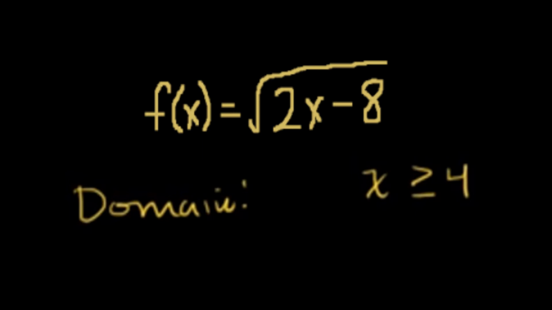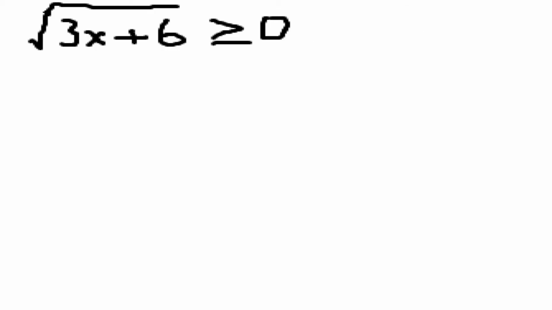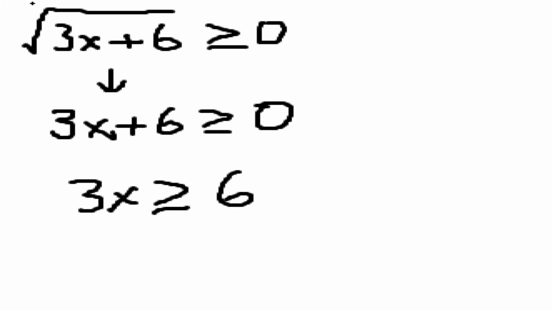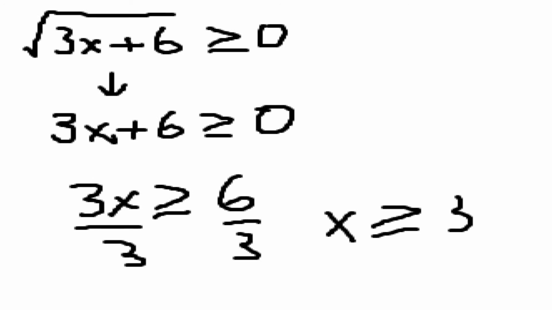So let's take the equation f of x equals square root of 3x plus 6. We can write the inequality as 3x plus 6 is greater than or equal to 0. You can take the 6 and move it to the other side to get 3x is greater than or equal to negative 6, and then divide by 3 on both sides to get the domain where x is greater than or equal to negative 2 and the function is defined.